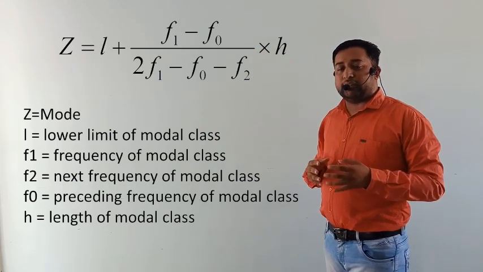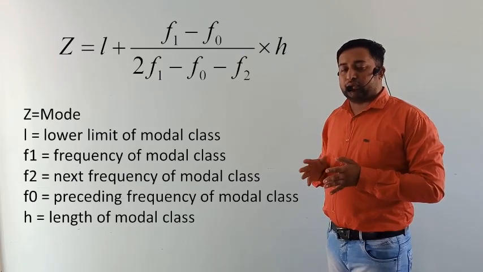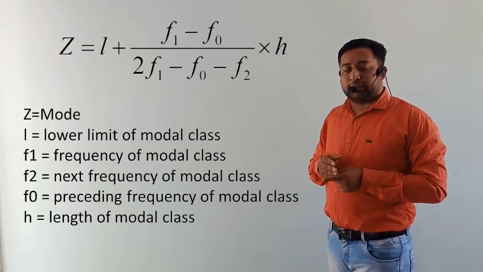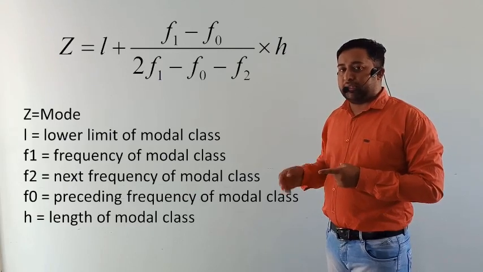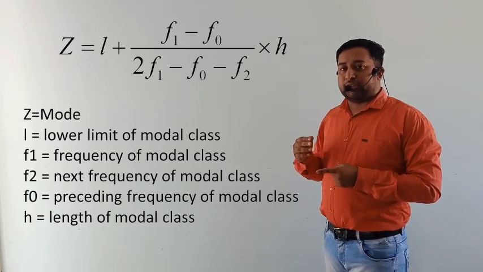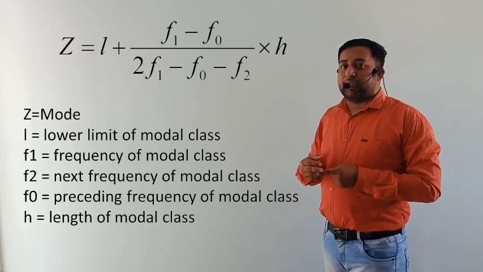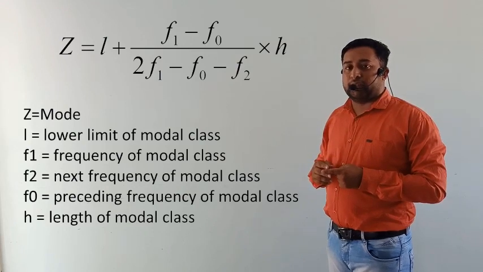What is H? You already know this. H suggests the class length of any class. So now all the terms: Z is your mode, L is the lower limit of your modal class, F1 is the frequency of your modal class, F2 is the frequency next to the modal class, F0 is the preceding frequency of your modal class, and H is the length of your modal class. You need to learn all these terms, and only one method will be used. There is only one method in mode.